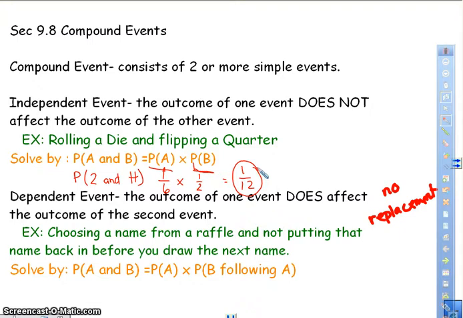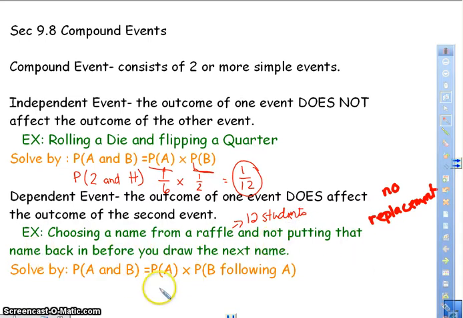A dependent event is when the outcome of one event does affect the outcome of the second, like choosing a name from a raffle and not putting that name back in before you draw the next name. Okay, so you're finding the probability of A and B. You would still multiply the probability of A, but the probability of B is going to be slightly affected by the probability of A. So for example, choosing a name from a raffle of 12 students and not putting that name back in before you draw the next name.